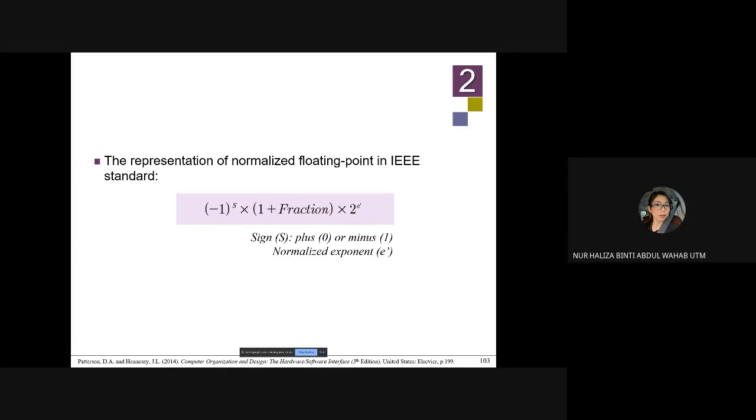Okay. The representation of normalized floating point in the IEEE standard. So you have this form: -1 to the power of S, as it is a sign. Plus, which is positive, is 0; minus, negative, will be 1. And the normalized exponent is E prime. So this is E prime for normalized.